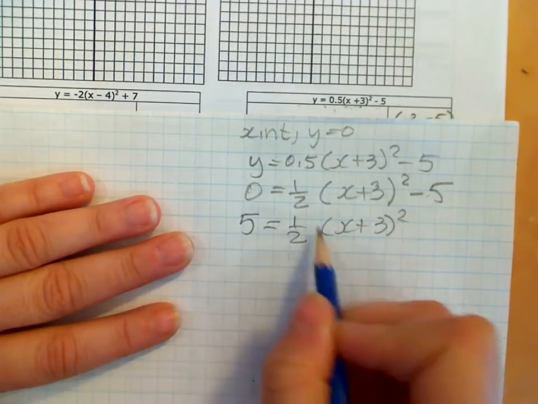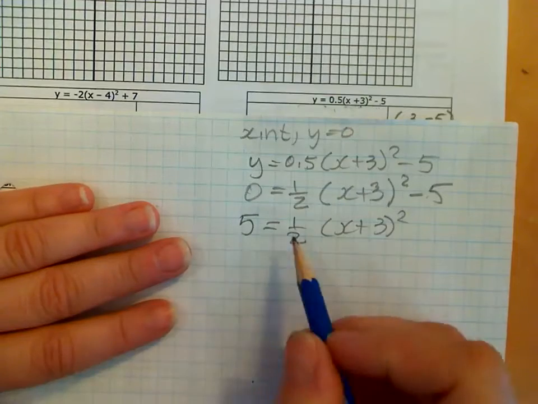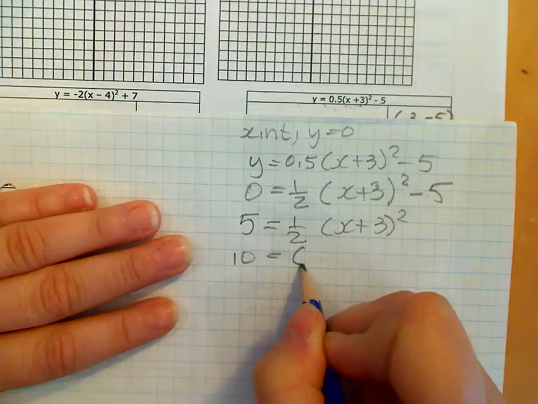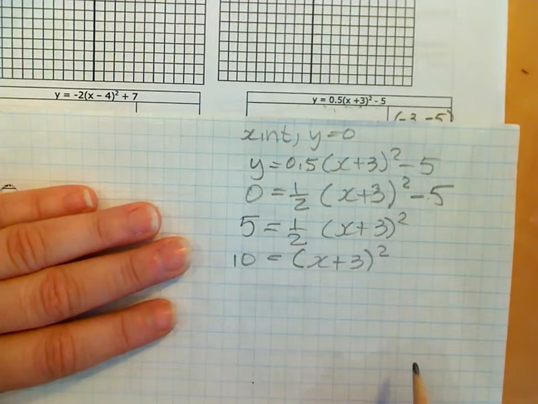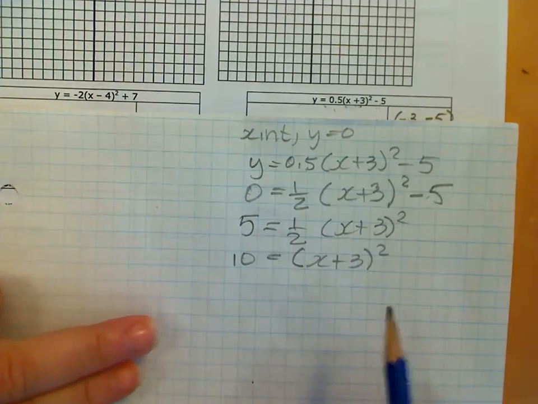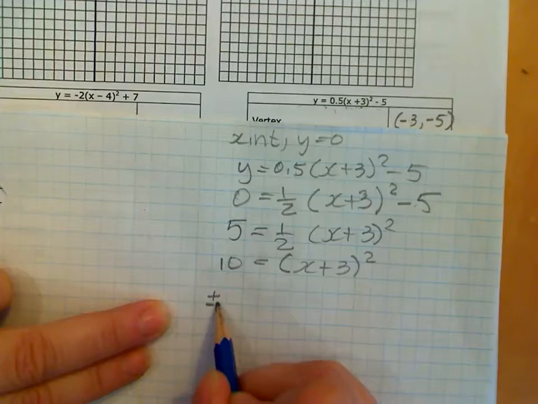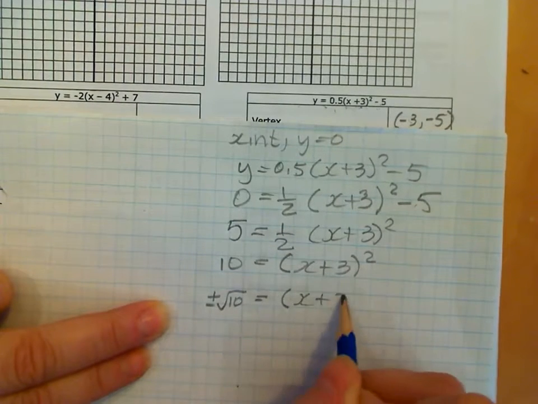Then I have to get rid of this fraction. So we multiply both sides by the lowest common denominator, which is 2, so that'll be 10. And 2 times a half is 1, so there's a 1 in front of there. Now I'm going to need to take the square root of both sides, so plus or minus the square root of 10 will equal x plus 3.